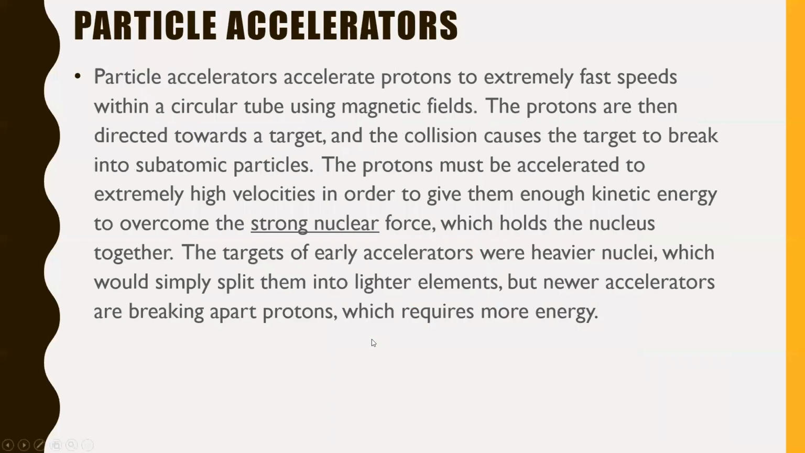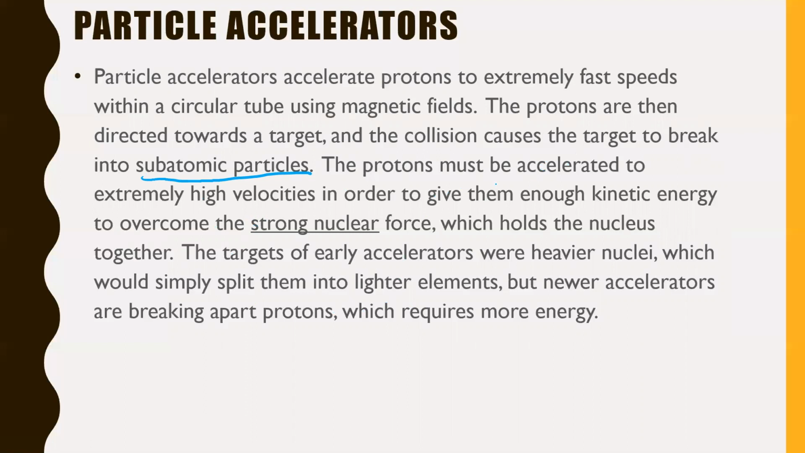Anyway, moving on. Particle accelerators. Particle accelerators accelerate protons to extremely fast speeds within a circular tube using magnetic fields. So in other words, it just uses a magnetic field to get a proton going real quick. The protons are then directed towards a target, and the collision causes the target to break into subatomic particles. Because again, these are colliding at pretty much the speed of light. And protons are not photons, so a proton going at the speed of light is actually pretty impressive.